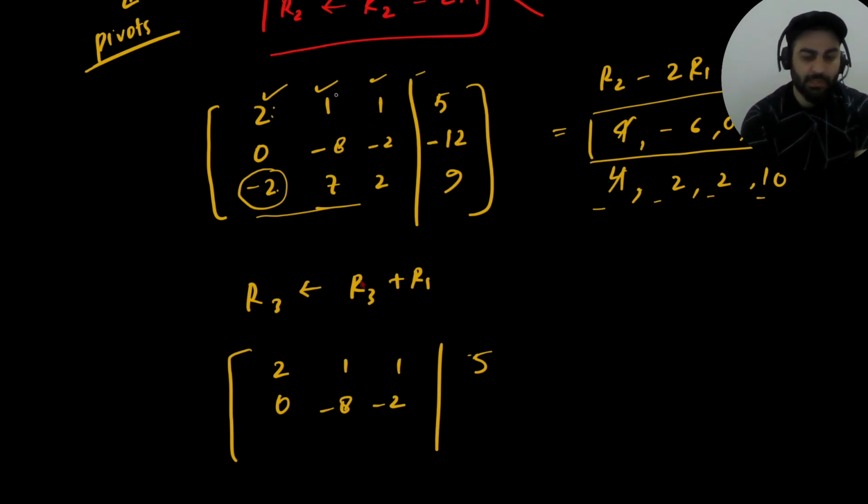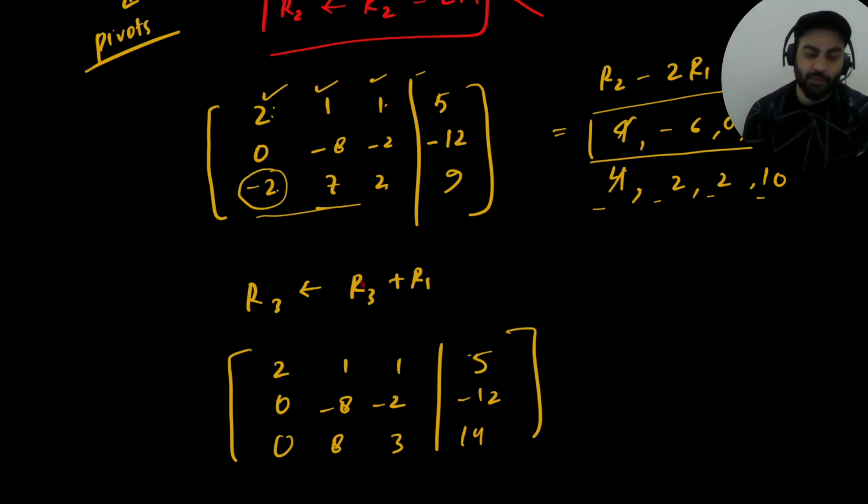2 minus 2 is 0. 1 plus 7 is 8. This will become 8. And then 2 plus 1 is 3. So this will become 3. So this will become 5, minus 12. And this will be 2. 9 plus 5 is basically 14. Okay, now we got another 0 here.